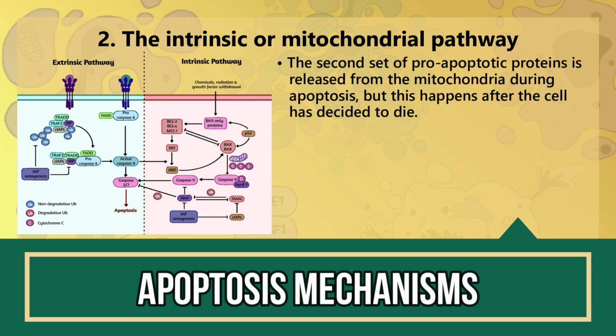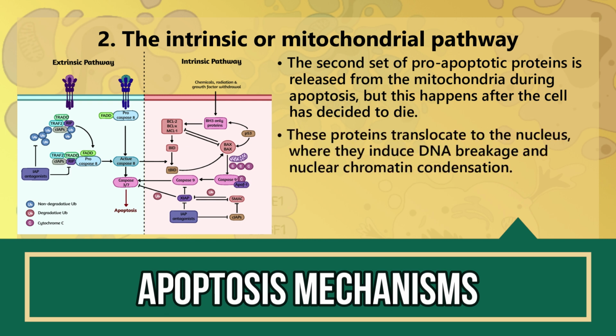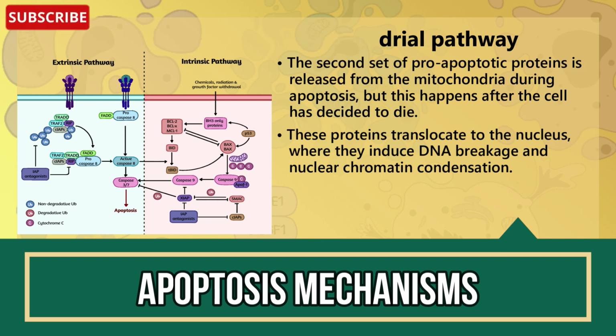The second set of pro-apoptotic proteins is released from the mitochondria during apoptosis, but this happens after the cell has decided to die. These proteins translocate to the nucleus, where they induce DNA breakage and nuclear chromatin condensation.